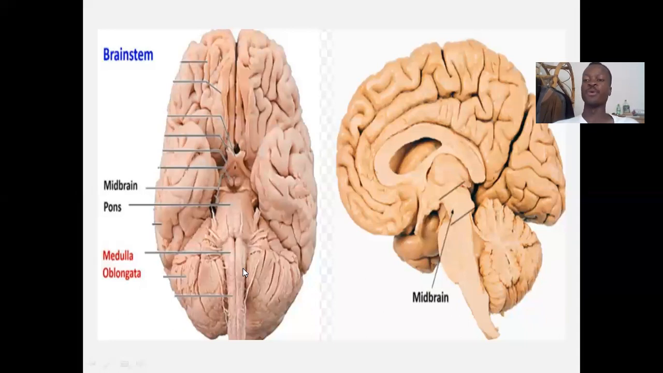Then from those primary brain vesicles, you're going to have formation of secondary brain vesicles. From the prosencephalon, you're going to form the telencephalon and the diencephalon. Then the mesencephalon was going to persist as a mesencephalon. It was not going to form any secondary brain vesicles, and so it is going to form your midbrain.